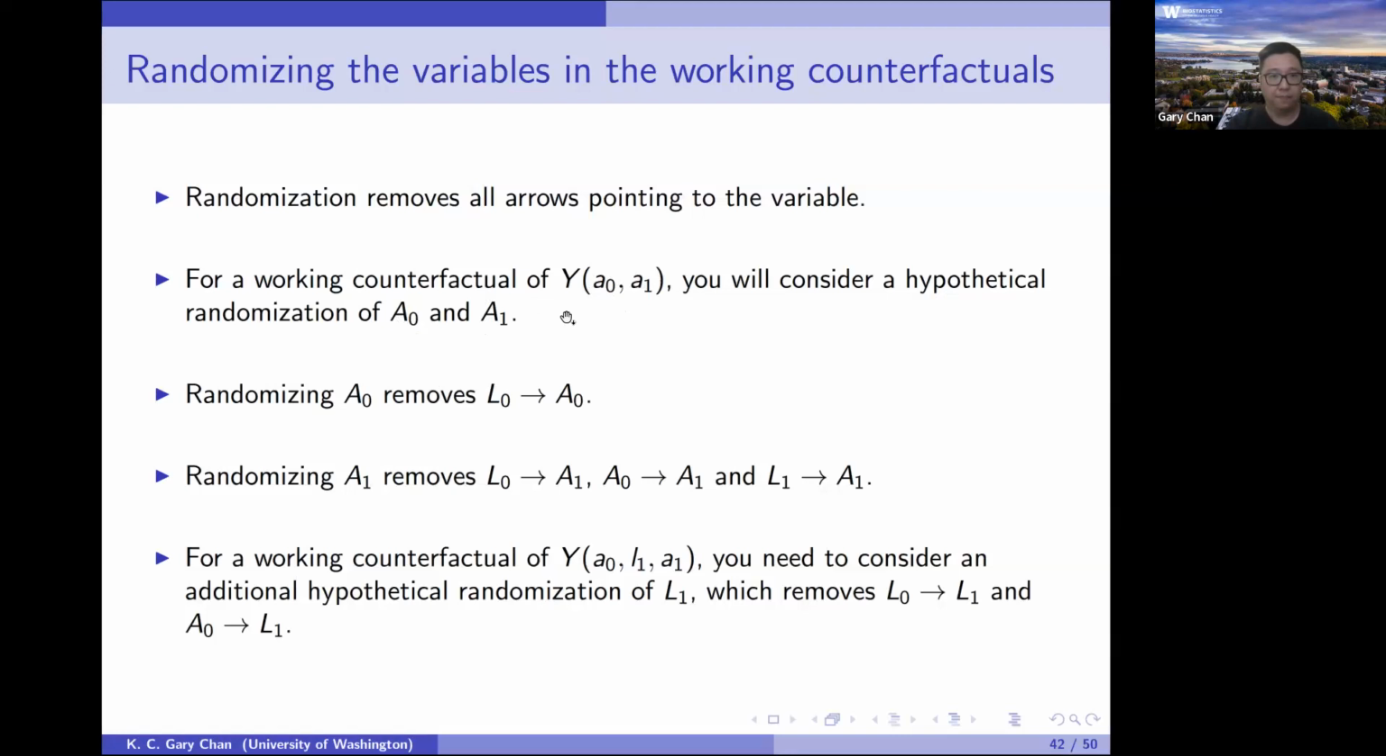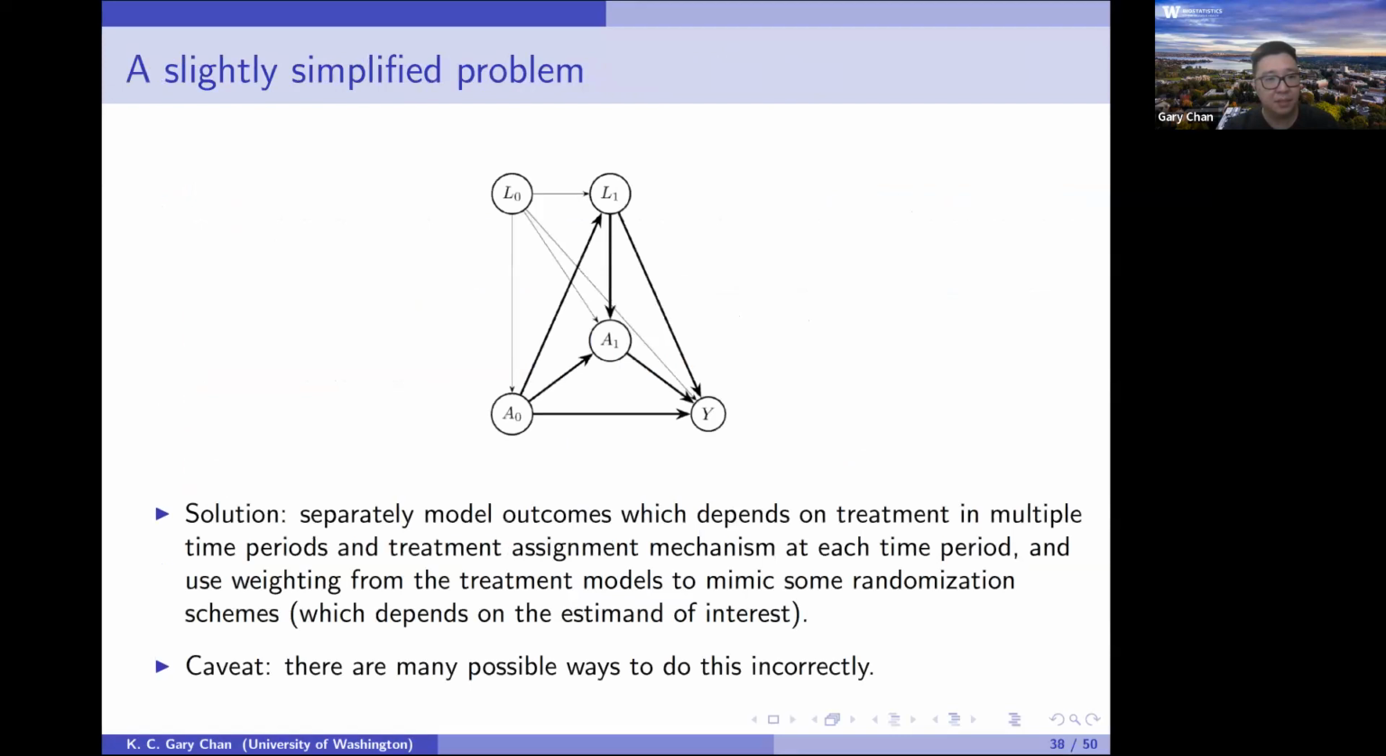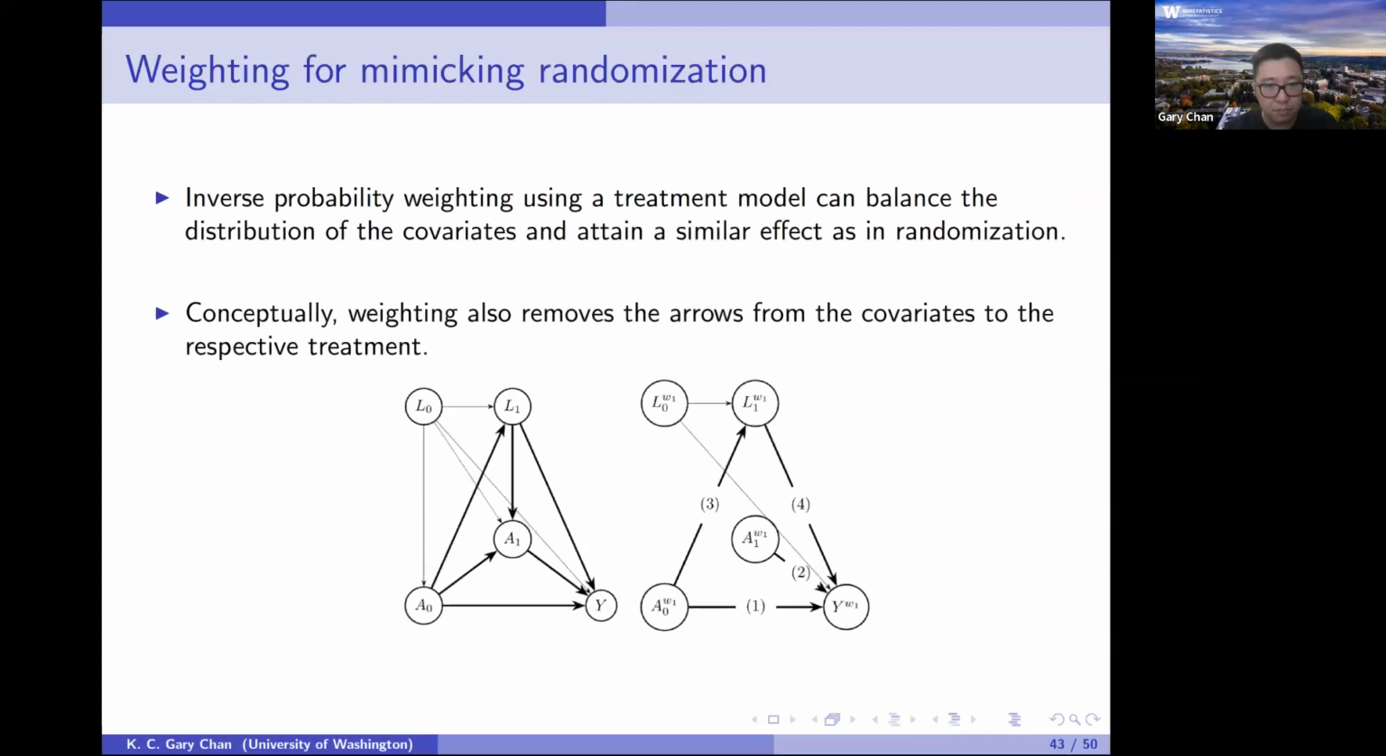Then you look at the original DAG. Randomizing A0 removes one arrow, L0 to A0. Let me go back to here. This is the original DAG, with only one arrow going to A0, right? So we randomize A0 and remove this arrow, L0 to A0. If we randomize A1, we remove three arrows. You look at the arrowheads pointing to A1. There are three arrowheads pointing to A1. You remove L0 to A1, you remove L1 to A1, and you remove A0 to A1. So you remove three arrows when you randomize A1.